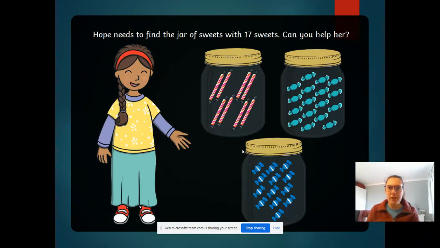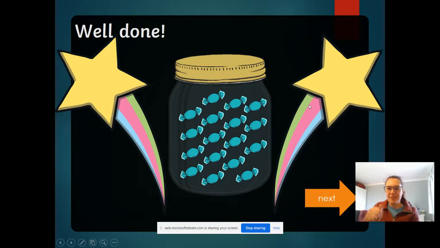Now, Hope needs a little bit of help. She needs to find the jar that has 17 sweets in. So what you'll need to do is count each of the sweets and work out which one has 17 sweets in. I'm going to give you a little bit of time now, but if you need to stop me to give yourself enough time to count, that's absolutely fine. I'm going to check now. We've got 1, 2. Oh, I think I've got it. Right, I think it might be this one after my counting. Yes, got it right. Well done, everybody, if you picked that one as well.